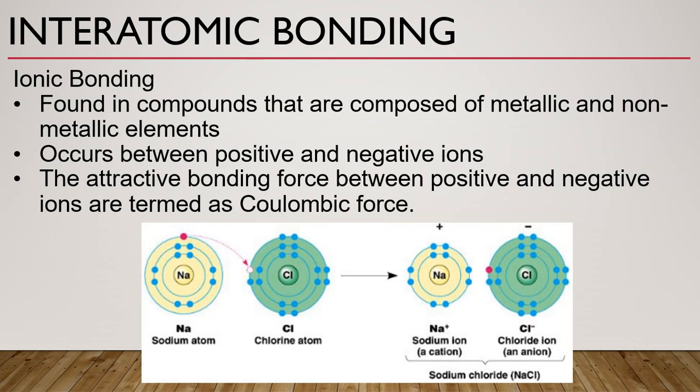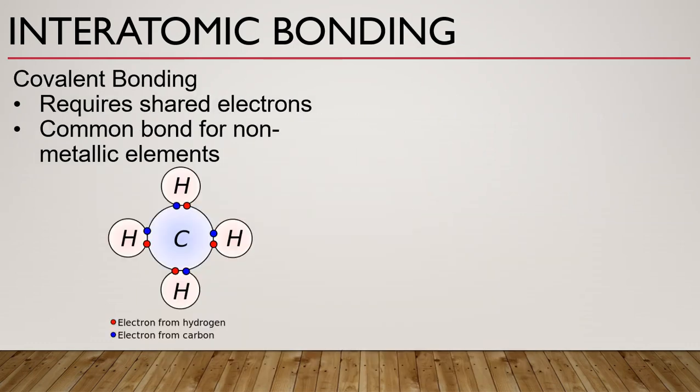For example, ng ating ionic bonding, sodium. Sodium is a metal element and chlorine is a non-metallic element. So, sodium is a positive ion and chlorine is a negative ion. So, ang purpose ni sodium is to give up electrons and si chlorine naman is to accept electrons. So, when they are combined in ionic bonding, when they are bound together, they form sodium chloride. Yan ang ionic bonding.